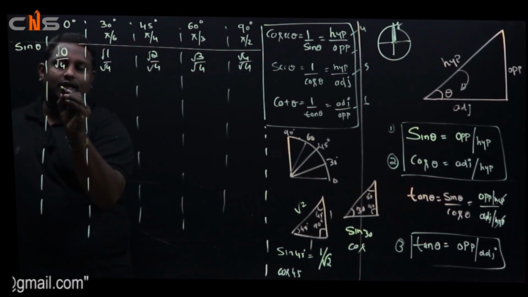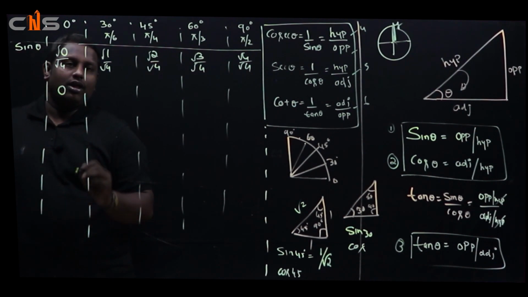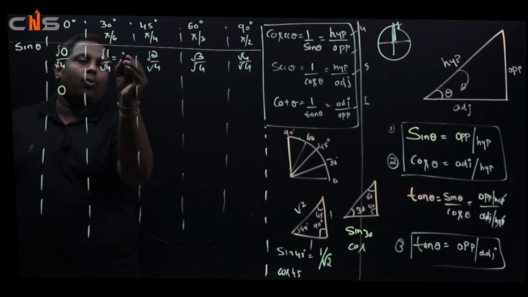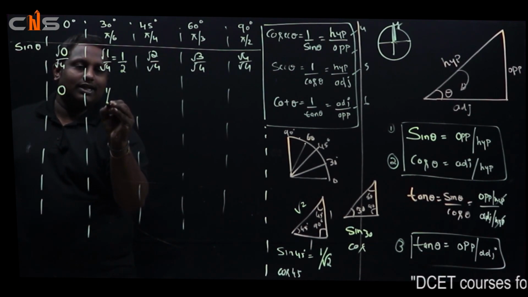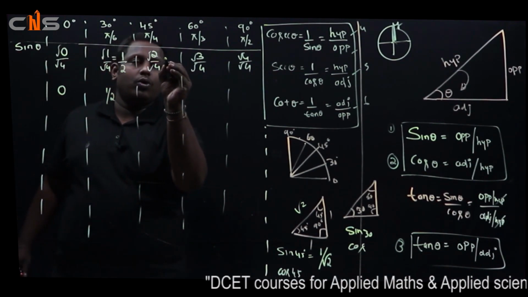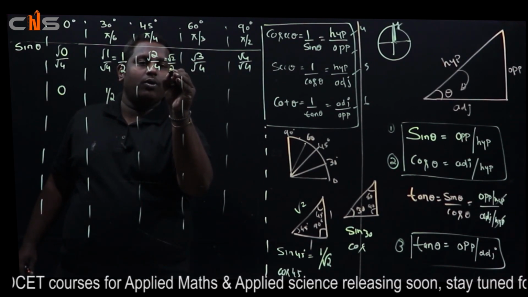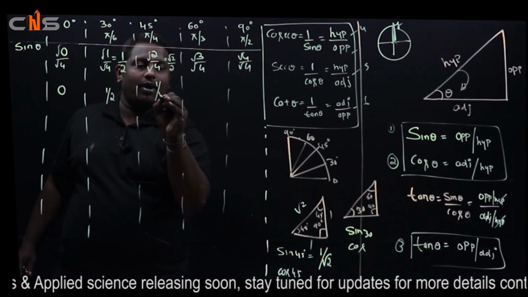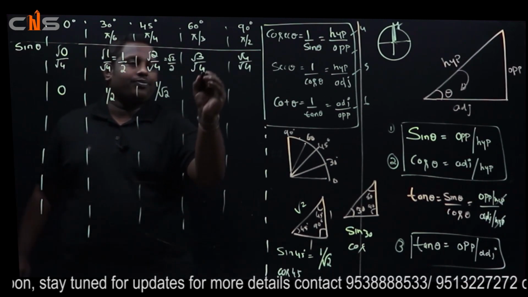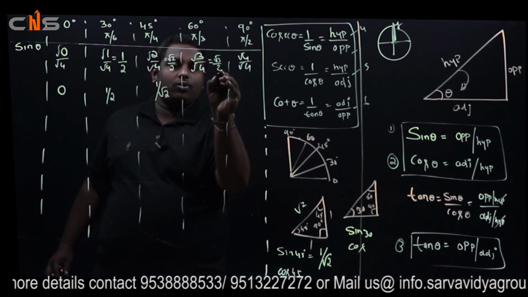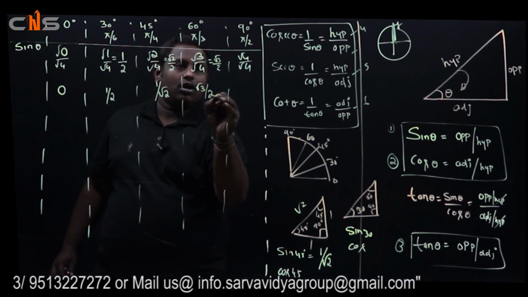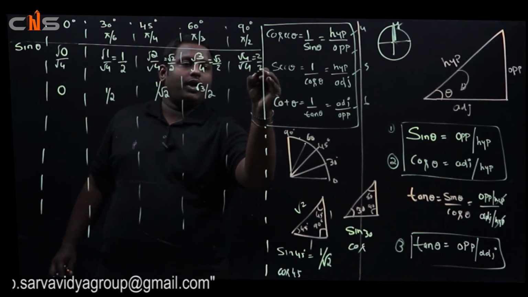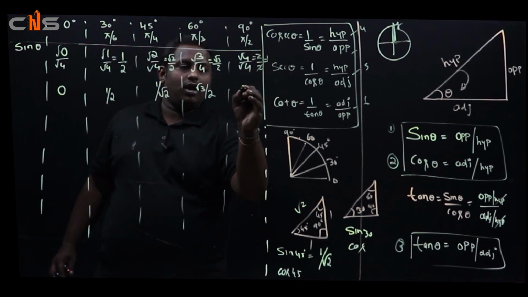So 0 by anything is 0. Then root 1 is 1. Root 4 is 2, that is half. Root 2 is root 2 by 2. If you simplify, 1 by root 2, root 3 by 2. So 2 by 2 cancels, that is 1.